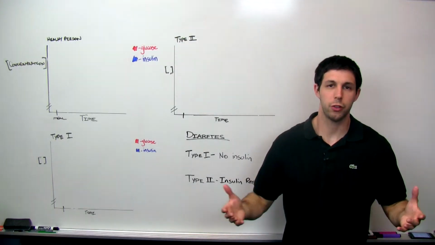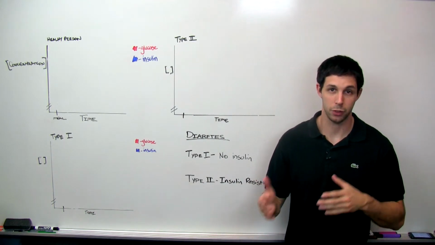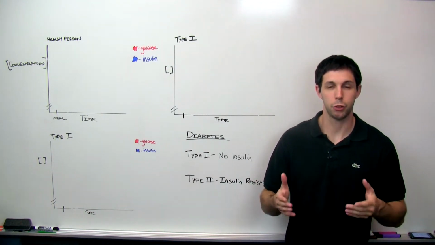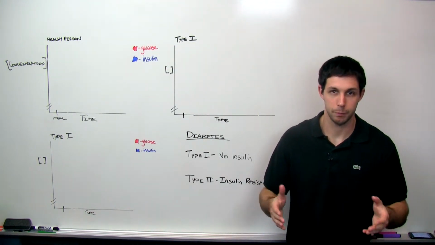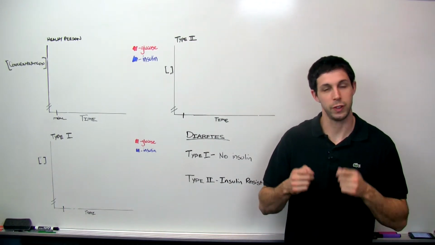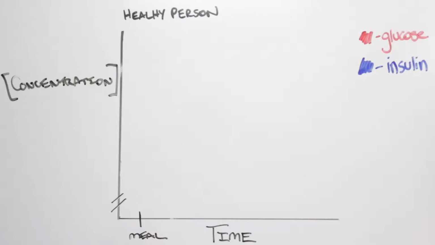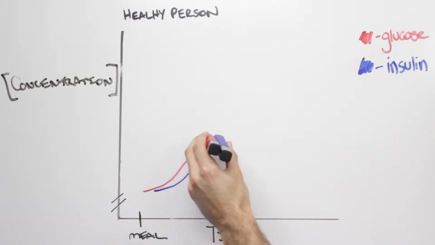A good way of illustrating the effects of diabetes, and also a way to tell if someone has diabetes or not, is to look at their blood response after they eat a meal. We look at the concentrations of glucose and the concentrations of insulin in their blood after they ingest a large meal. In a healthy person, after they eat a meal, glucose levels in the blood rise.